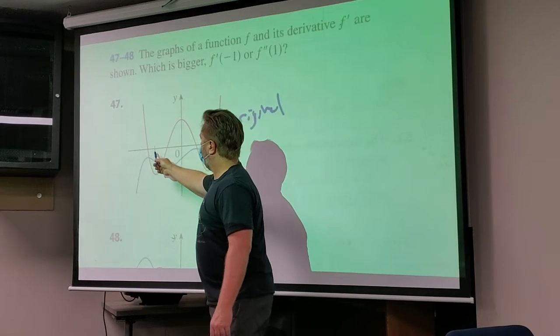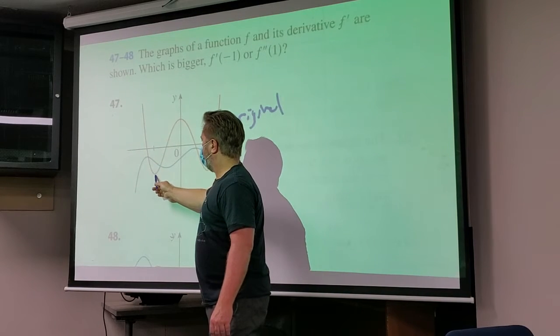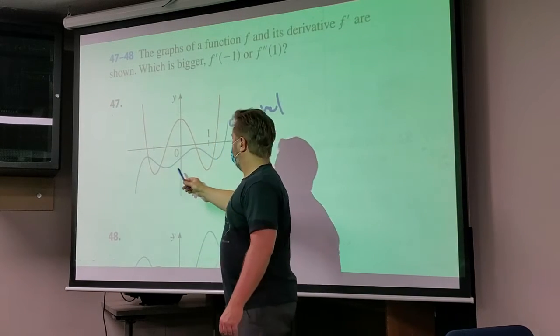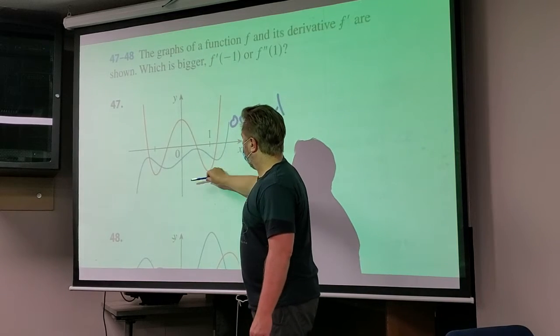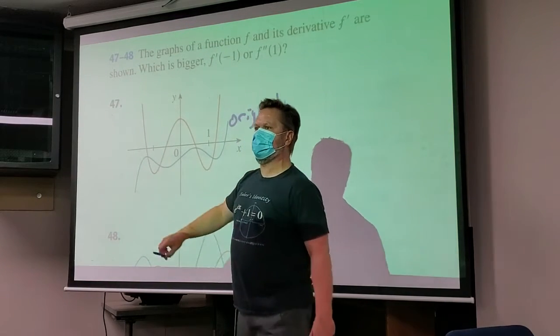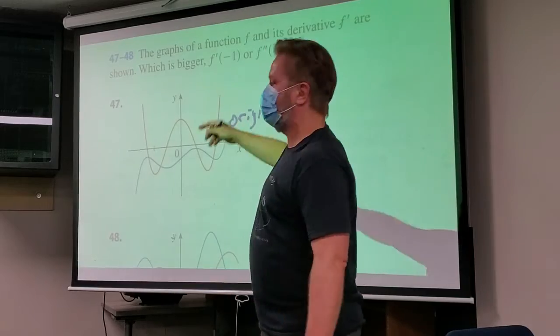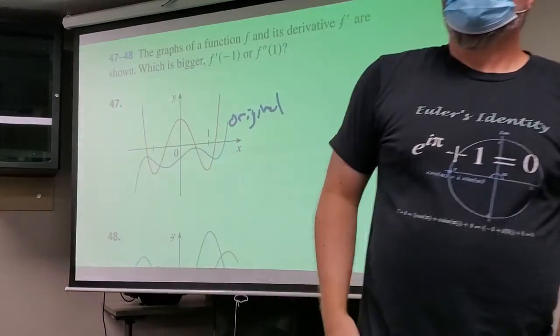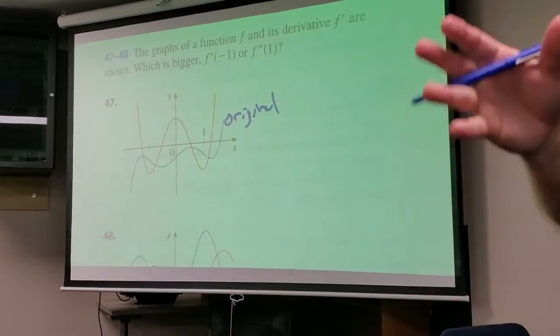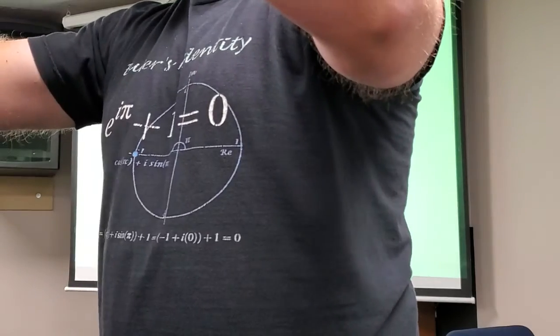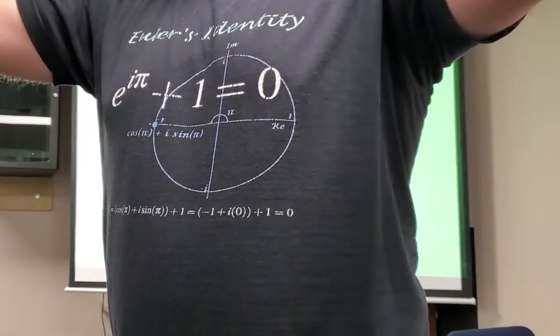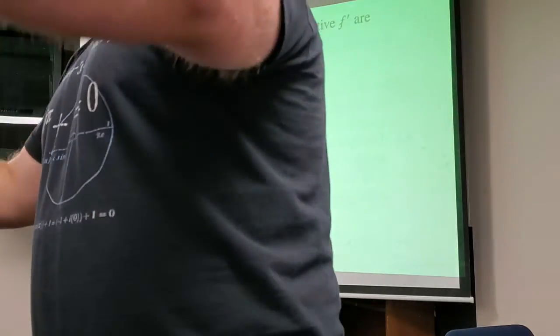This one, f prime at negative 1, was negative. The slope of the red line here is at least zero, if not positive, so then the question is easy. You just had to understand. And why were they nice here? They were nice because they gave me the graph of f prime, so then I could just look at it to think about its slope, which would be officially f double prime.